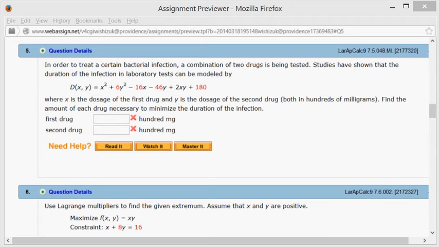All right, let's look at the homework 7.5, 7.6, problem number 5. It says that the duration of the infection can be modeled by this function right here. The x corresponds to the dosage of the first drug, and y corresponds to the dosage of the second drug. What we want to do is find the xy value that minimizes this function, which is the duration of the infection. So let's do that.